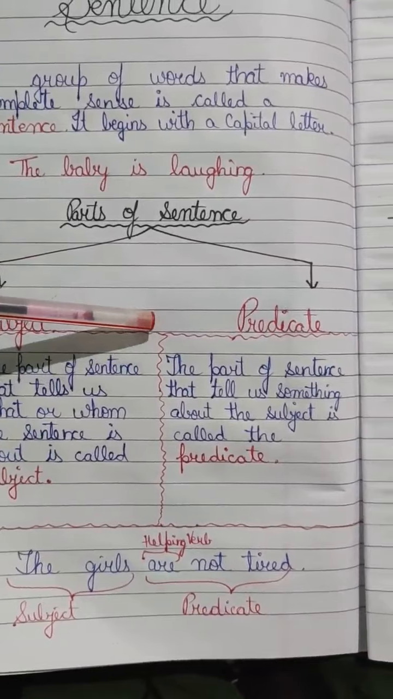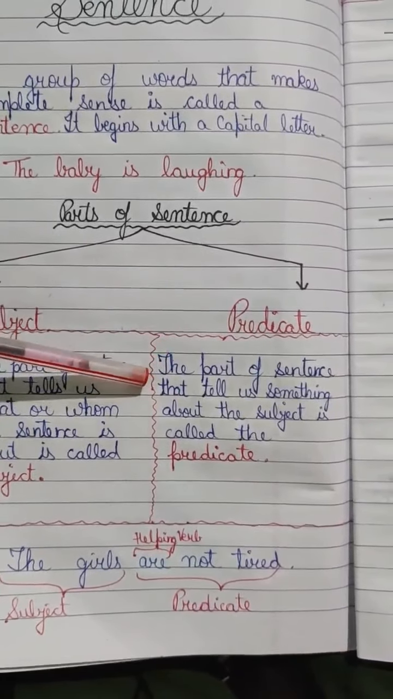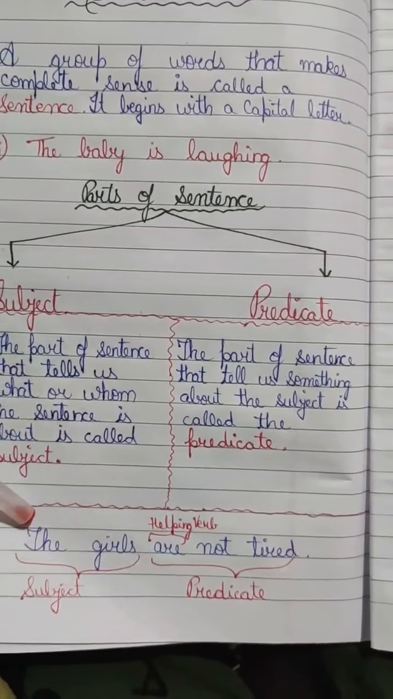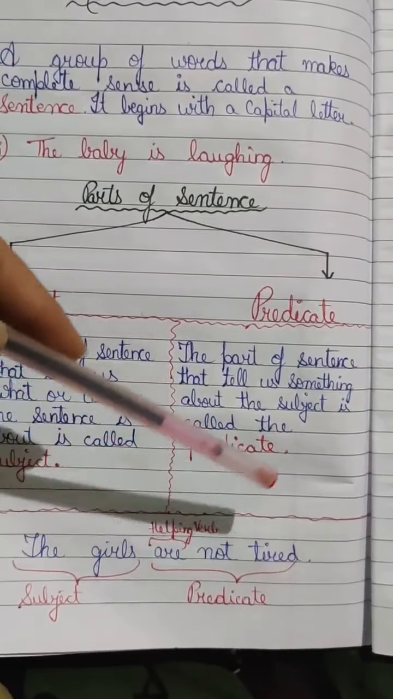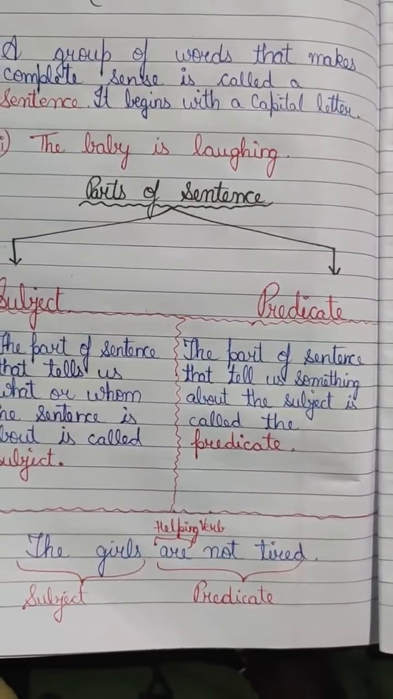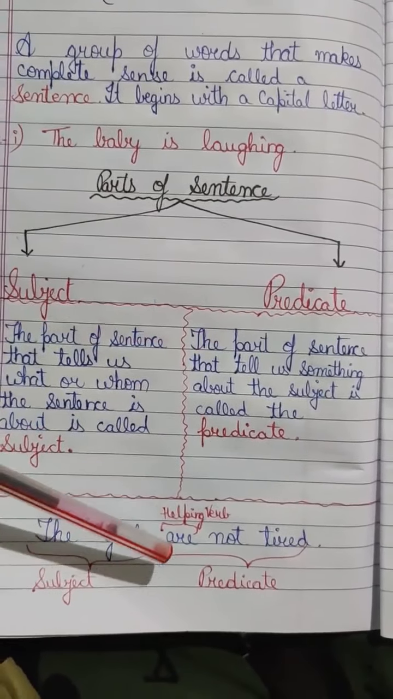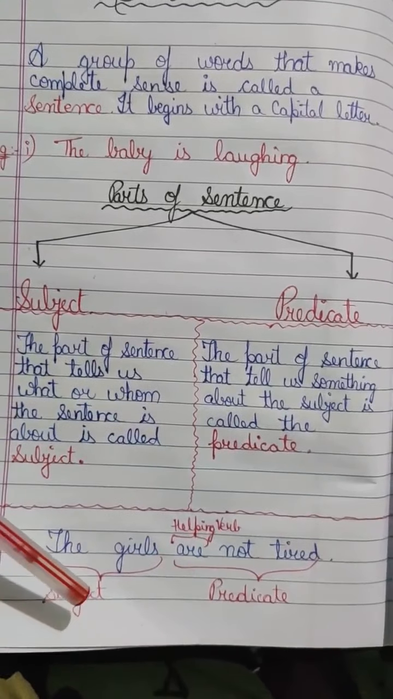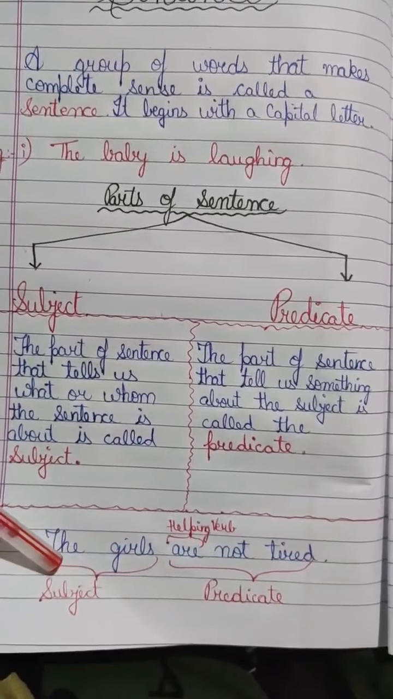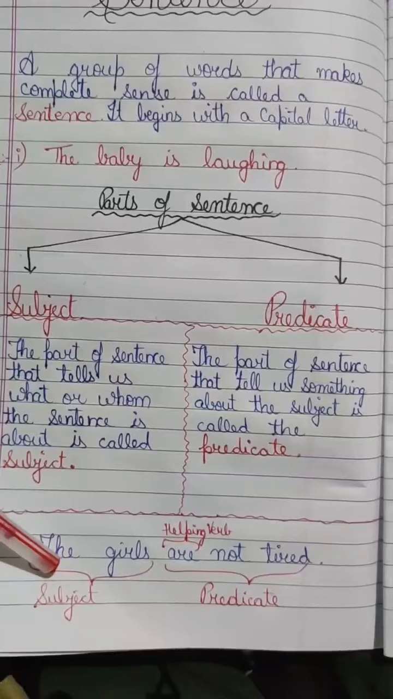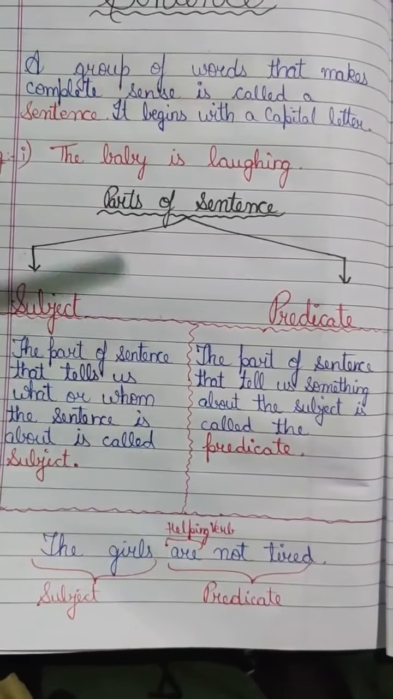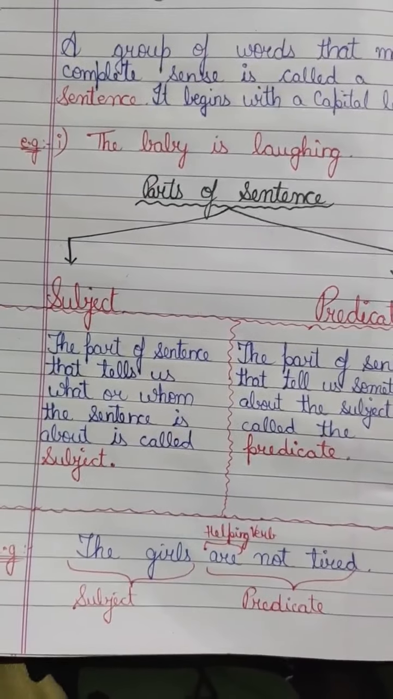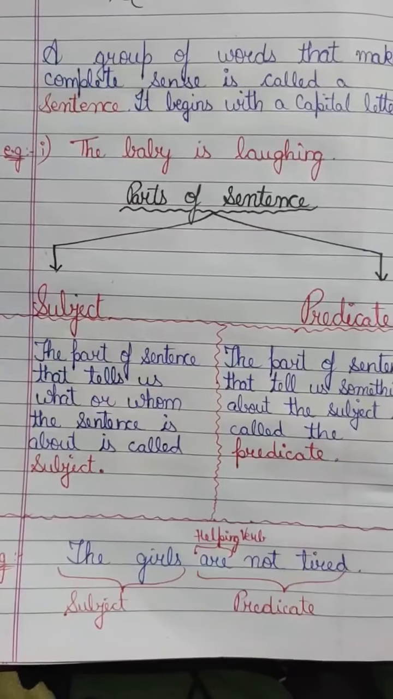Now let's have a look at the predicate, the part of the sentence that tells us something about the subject. The girls are the subject, are not tired. What are the girls? Girls are not tired. So this part is telling us something about the subject, right? So this is the subject, which is telling us what the sentence is about, and this part is the predicate, which is telling us something about the subject. Okay, so I think subject and predicate are clear to you.